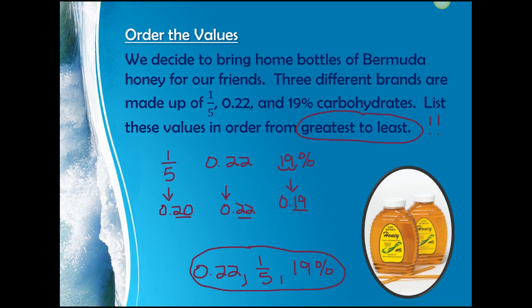I could have also made these all percents. If I had done that, I could have also easily seen that 22% was the largest, so 22 hundredths would be first, and that 19% was the smallest, and I still would have ended up with the same answer.